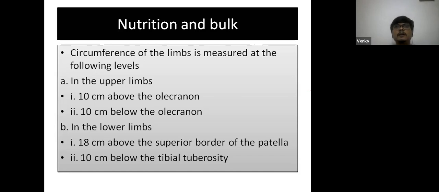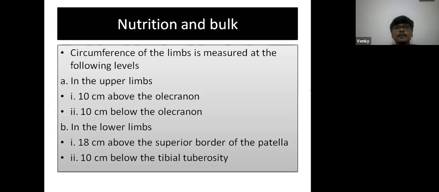Okay, so like that you can see. You are seeing a patient standing, and you are seeing the calf muscle. There is a pseudohypertrophy. So definitely the patient will have a muscular disorder. So like that you can identify.